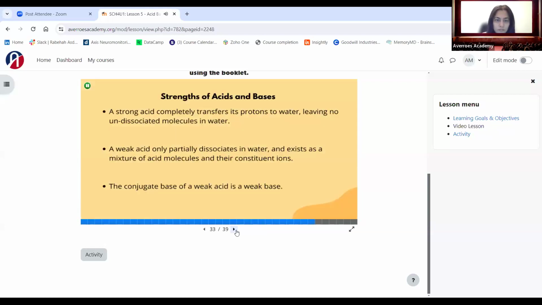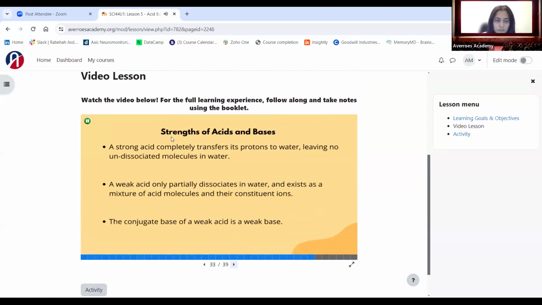Looking at these different strengths of acids and bases now. A strong acid completely transfers its protons to water, leaving no undissociated molecules in water. In contrast, a weak acid only partially dissociates in water, right? So it exists as a mixture of acid molecules and their constituent ions. And again, remember the conjugate base of a weak acid is a weak base.